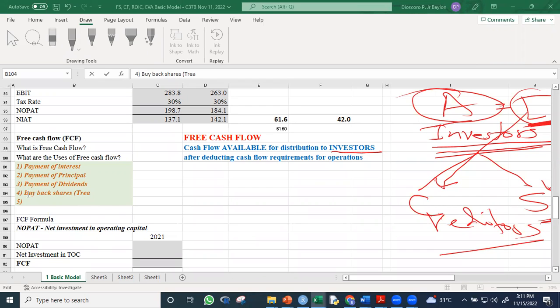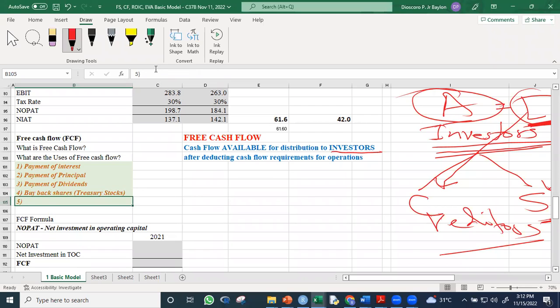Okay, we call it treasury stocks. Okay, treasury stocks are stocks that have been previously issued already, and then the company repurchases it. Okay, and there are reasons why a company buys back its shares of stock. Okay, and lastly, a company can invest in non-operating assets.